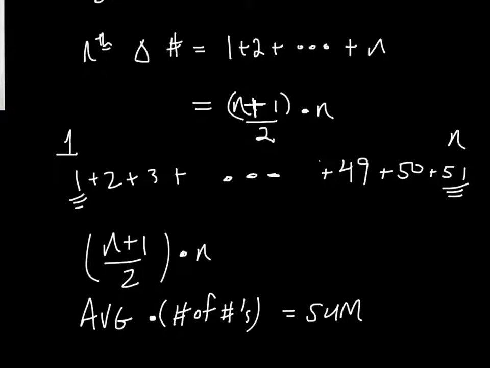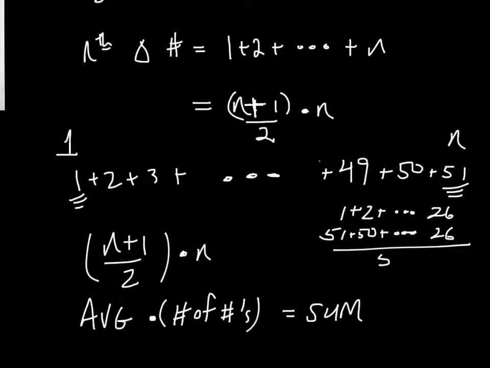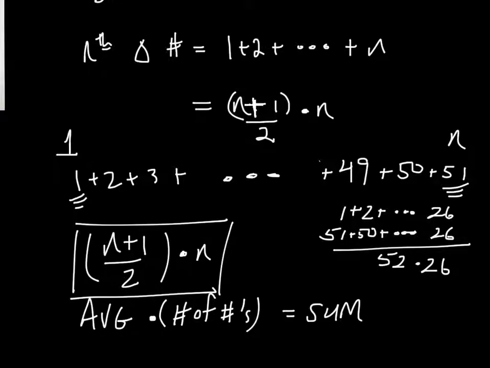So in other words, I can think about this also as 1 plus 2 plus all the way out to 26. And here I've got 51 plus 50 plus all the way out to 26. They all add up to 52. And so 26 times 52, which works out the same way. This is the formula for the nth triangular number.